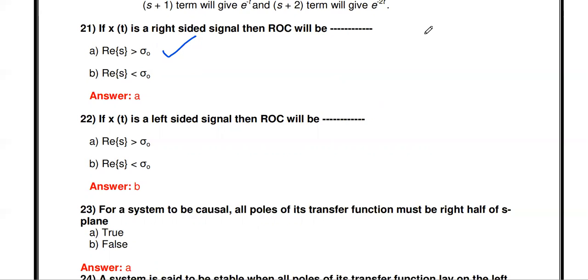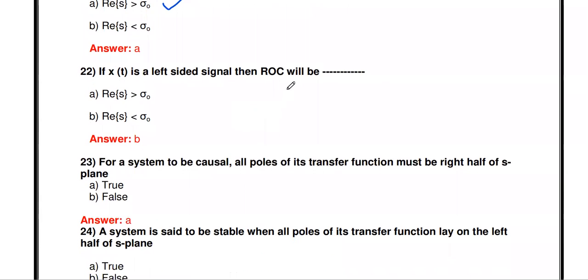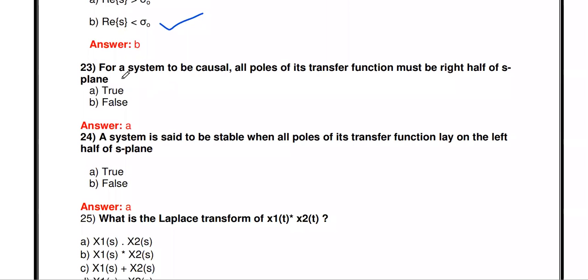Similarly for r of t, sigma greater than 0. For e power minus at u of t, a right-sided sequence, the ROC is sigma greater than minus a. Similarly, if x of t is a left-sided signal, then the ROC will be real of s less than some value sigma naught. Left-sided, such as u of minus t, means the ROC will be less than some value. That is an anti-causal signal.